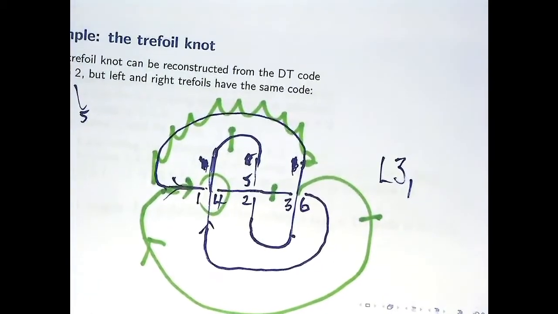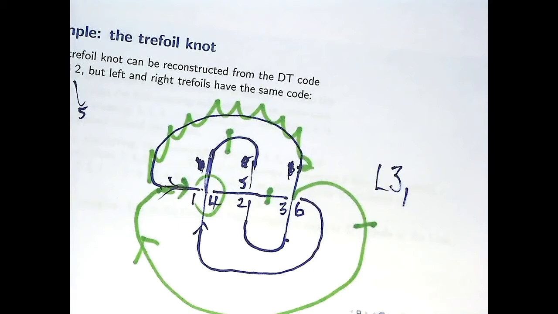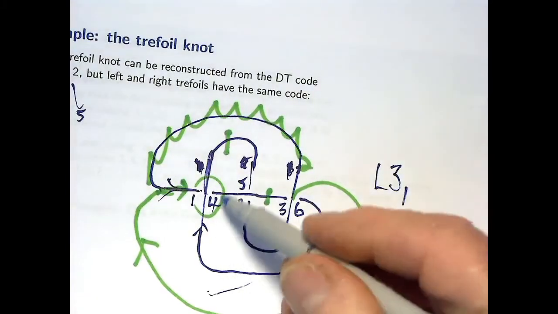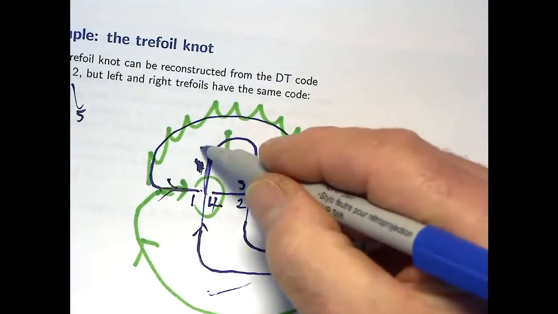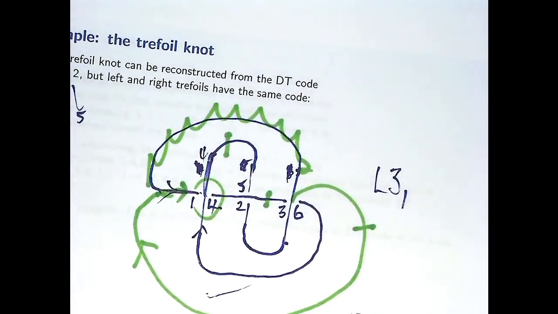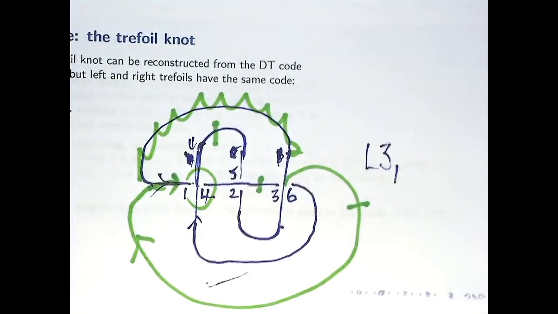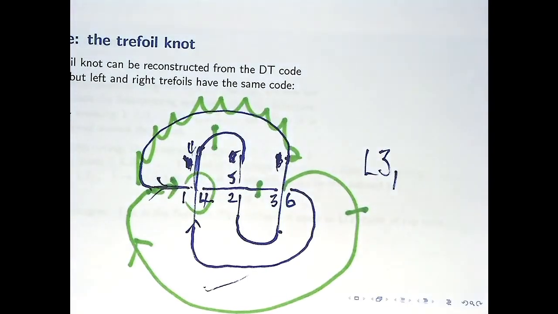However, I could have got the right trefoil knot had someone not told me to go underneath to 4. If I'd gone on top to 4, as I was intending to do because I put the 4 on top, I would have got the other trefoil knot. So unfortunately, this Dowker notation doesn't really distinguish between a knot and its mirror image. A knot and its mirror image can have the same code.